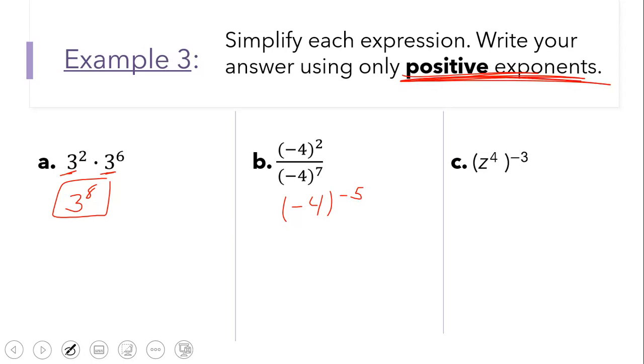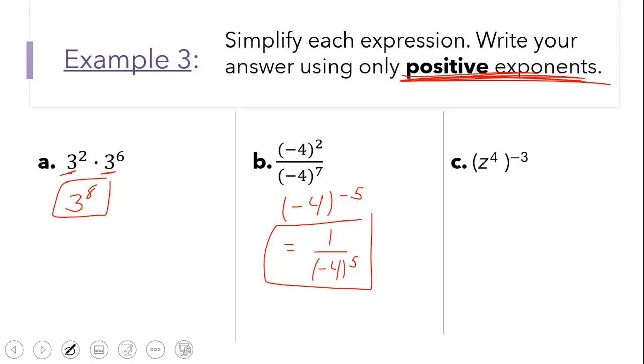But notice it says use only positive exponents. So now we have to go a step further from this. Going back to our first rule, we have a negative exponent, so we're going to write that in the denominator, and we're going to get 1 over negative 4 to the 5th. If you want to simplify that, you can simplify what negative 4 to the 5th power is, or you can just leave it like that.